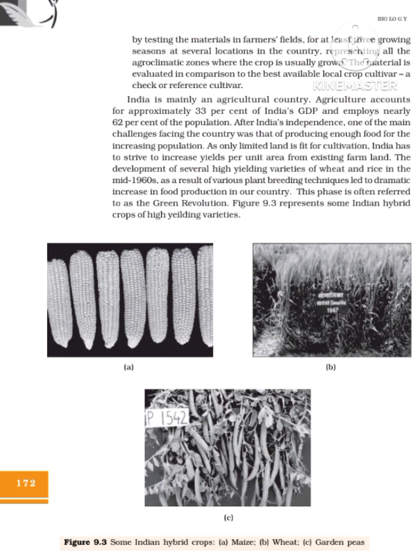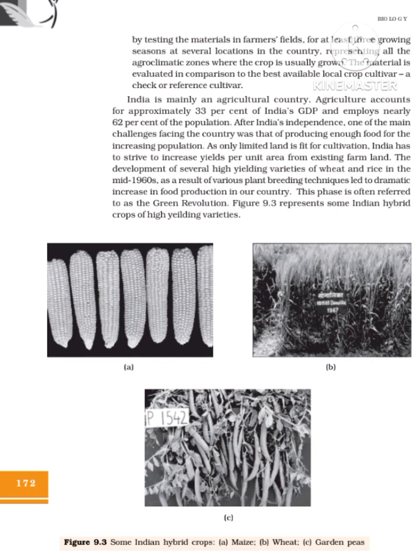India is mainly an agricultural country. Agriculture accounts for approximately 33% of India's GDP and employs nearly 62% of the population. After India's independence, one of the main challenges facing the country was that of producing enough food for the increasing population.